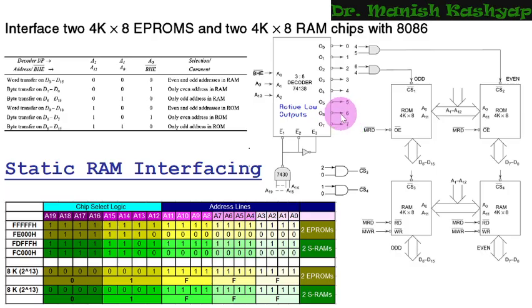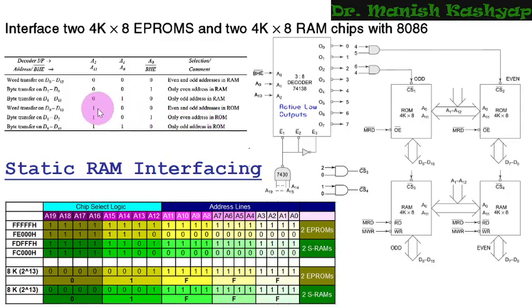Only one of the outputs should be active. And since this is an active low output decoder, if this is 0 and this is 1, then in that case, the output of this gate will be 0, right? So if it is 0, then this is an active low chip, because you can see a circle here, this chip will be activated. So this odd bank will be activated, which we want, only odd address in ROM, right?